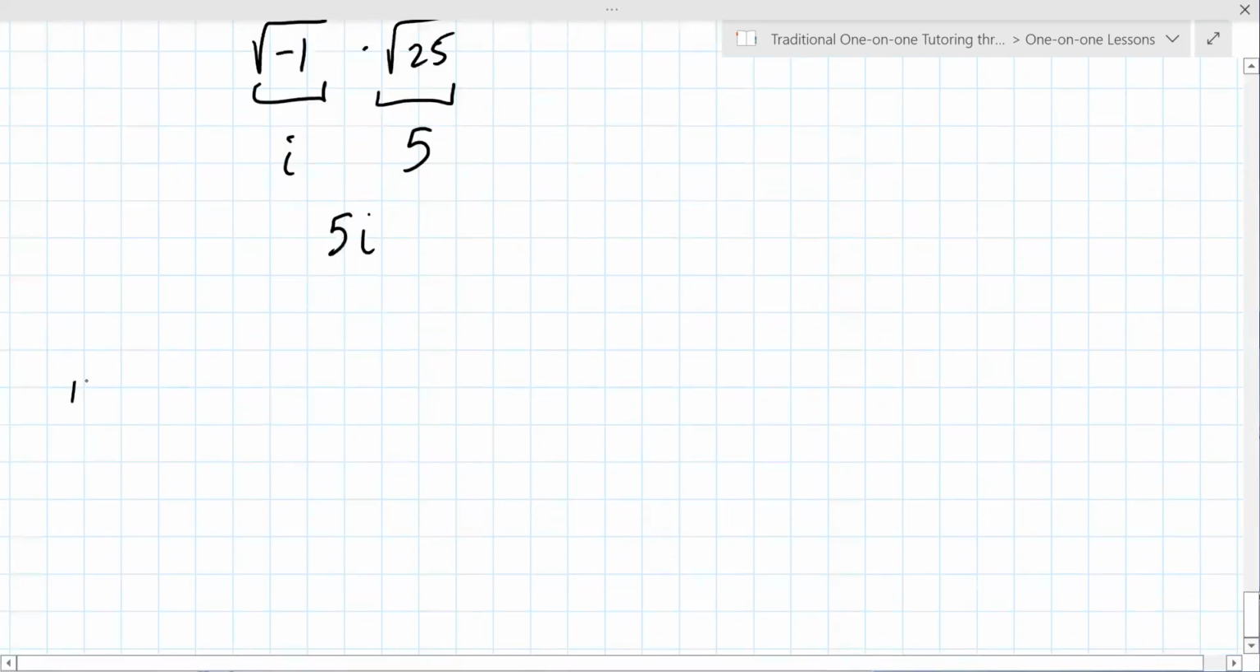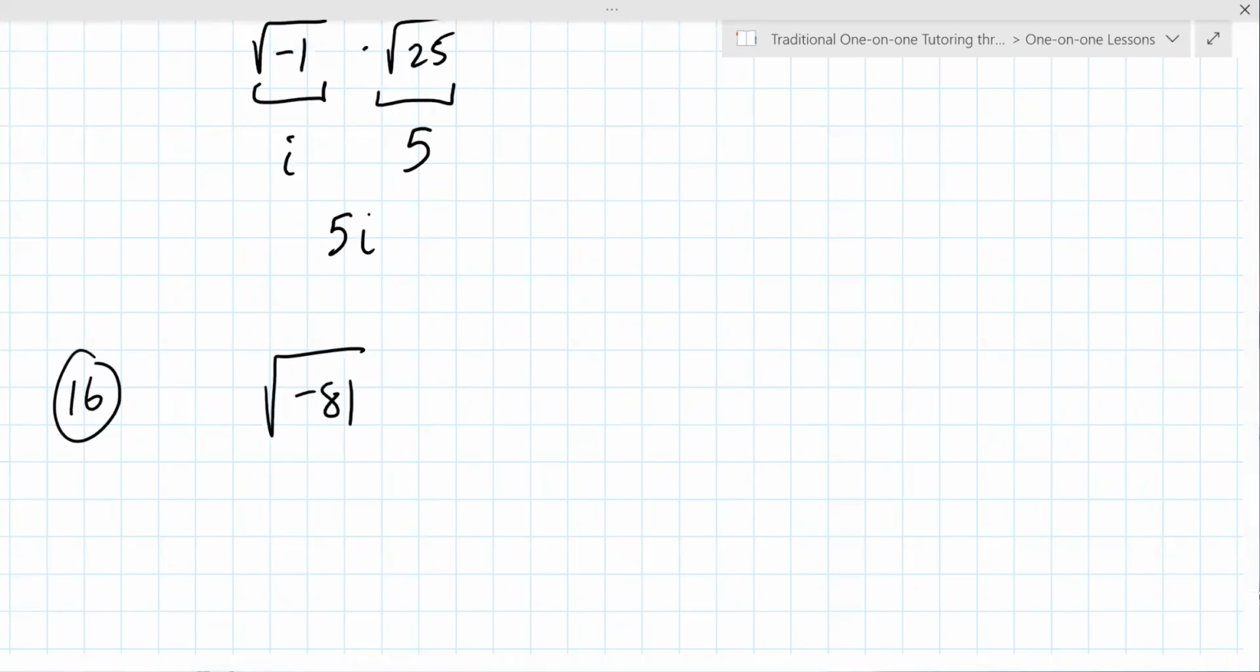So let's look at 16. I think 16 is the square root of -81. So that would be 9i, right? It would be 9i, yeah.